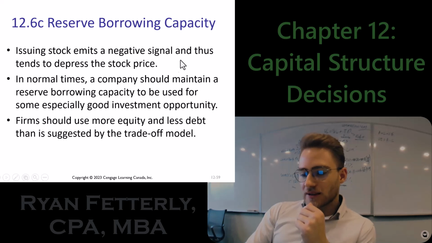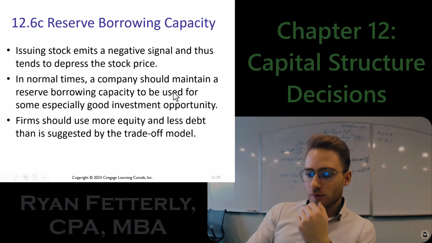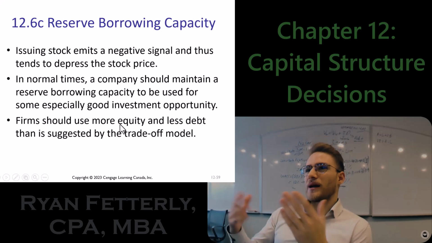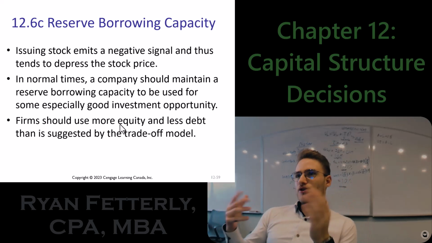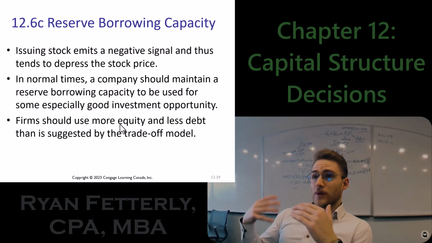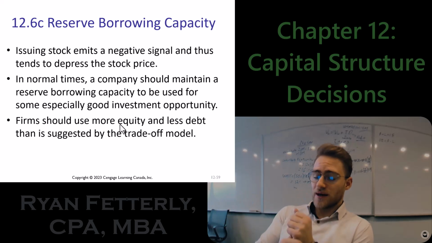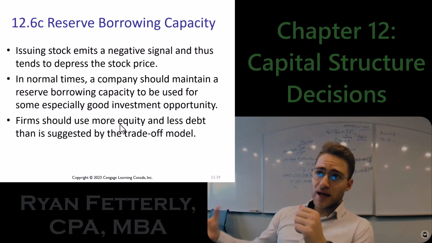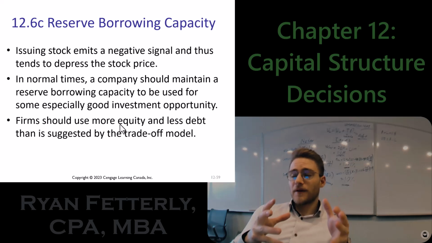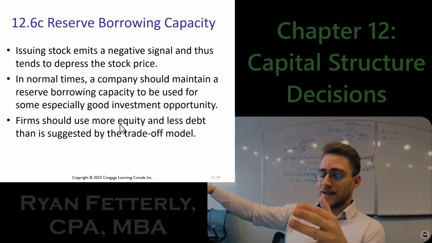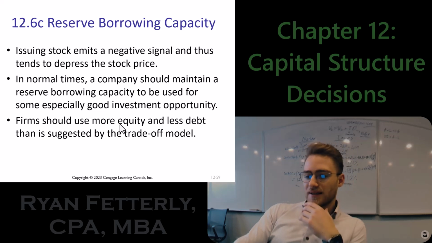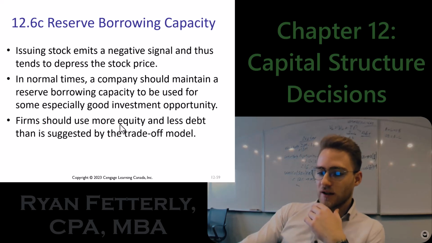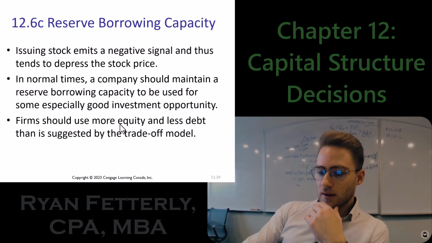And then in normal times, the company should maintain a reserve borrowing capacity to be used for some especially good investment opportunity. That way you don't have to issue equity, right? So you don't want to be in a situation where you have a great opportunity and all of a sudden you have to issue equity, right? Because if you do that, yes, you will get the financing to do it, but your stock price is going to take a hit in the process, right? Which sucks. And firms should use more equity and less debt than is suggested by the trade-off model as well.